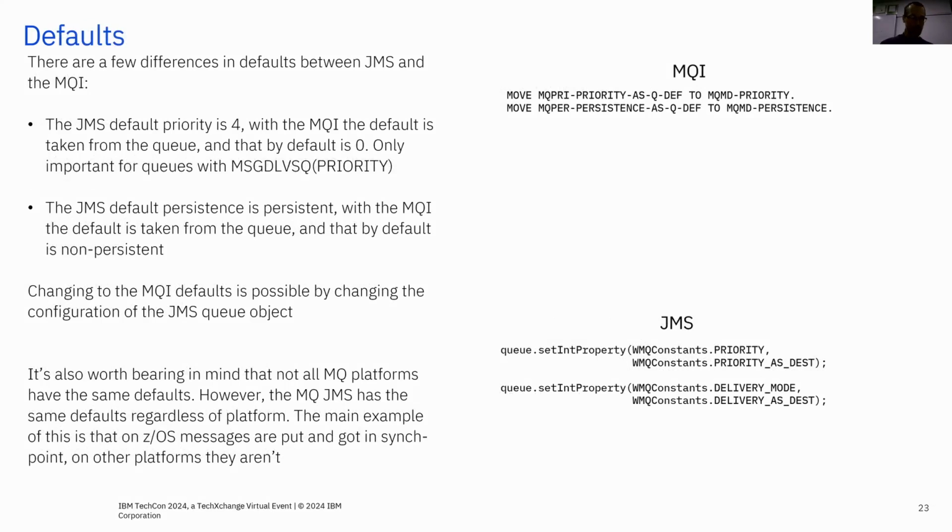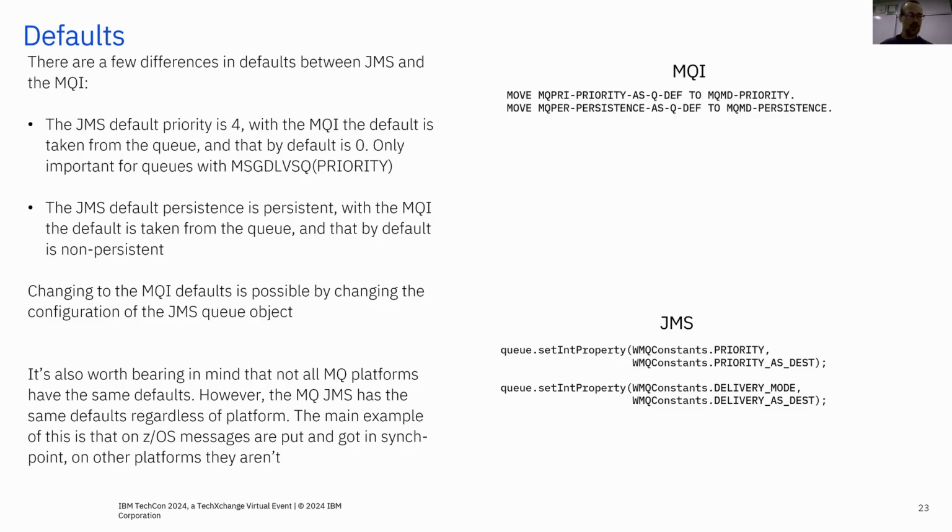Okay, defaults. Another little interesting area. JMS has its own spec-defined set of defaults. So when you send a message with the JMS API, the default priority is 4. MQ and the MQI has its own set of defaults, and they are different. The default for MQI is taken from the queue, and therefore the default message priority is 0. We've seen lots of customers who converted from MQI to JMS, and suddenly they find their priorities changed. Normally that doesn't matter, but it can if you set a specific value in some cases. So one thing to look out for.